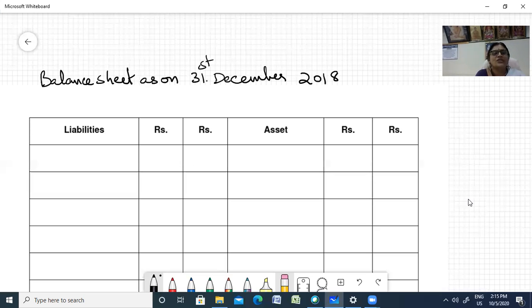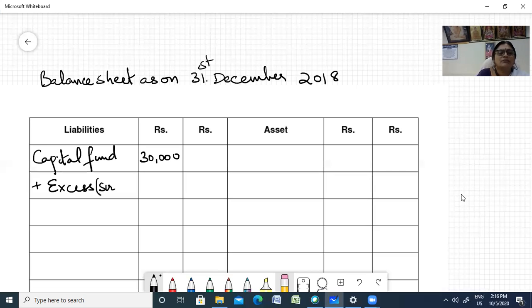So as usual, let us finish the liability side. It's very easy, liability side normally, isn't it? In the additional information, they had given you what is capital fund. So capital fund is 30,000. Then you had an excess, that is your surplus. The surplus was 2,300. So you have 32,300. Fine.